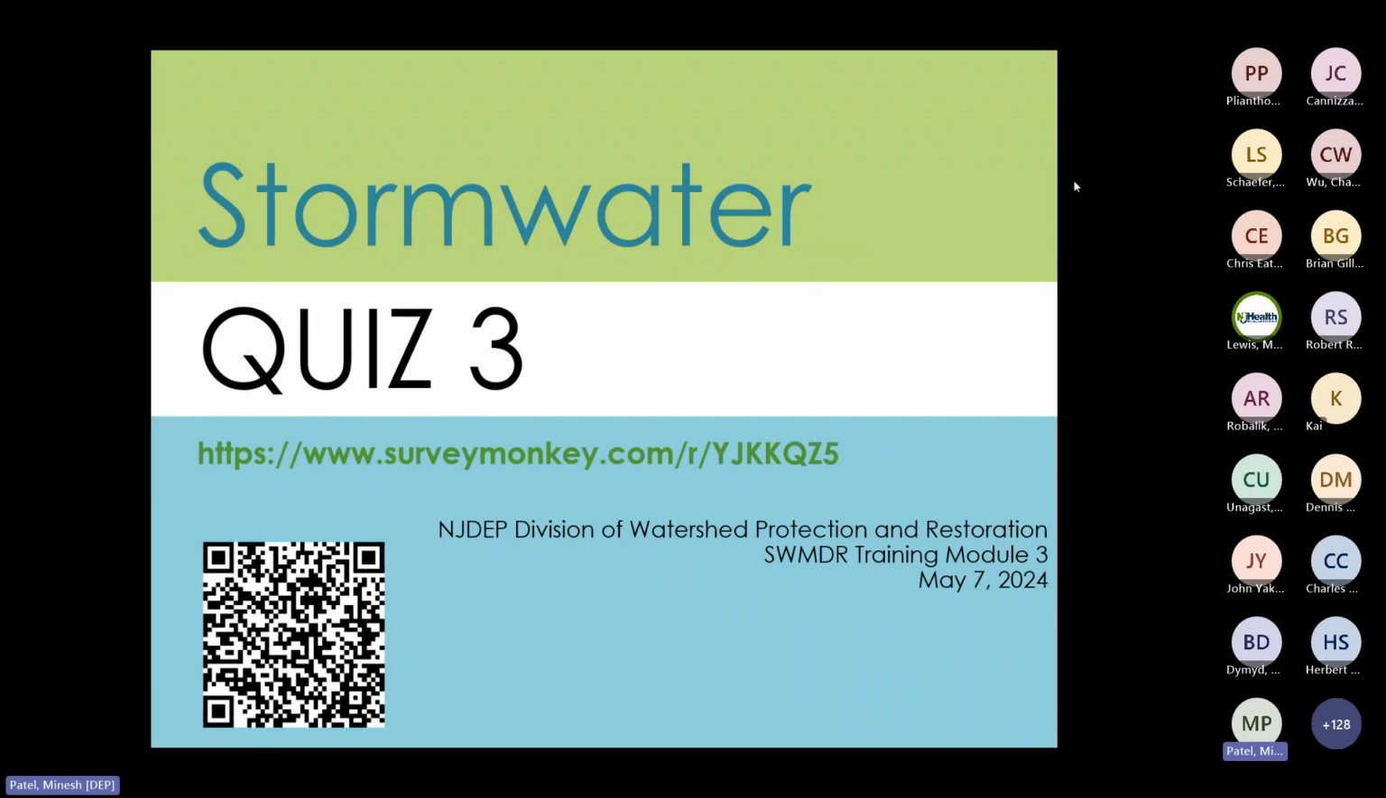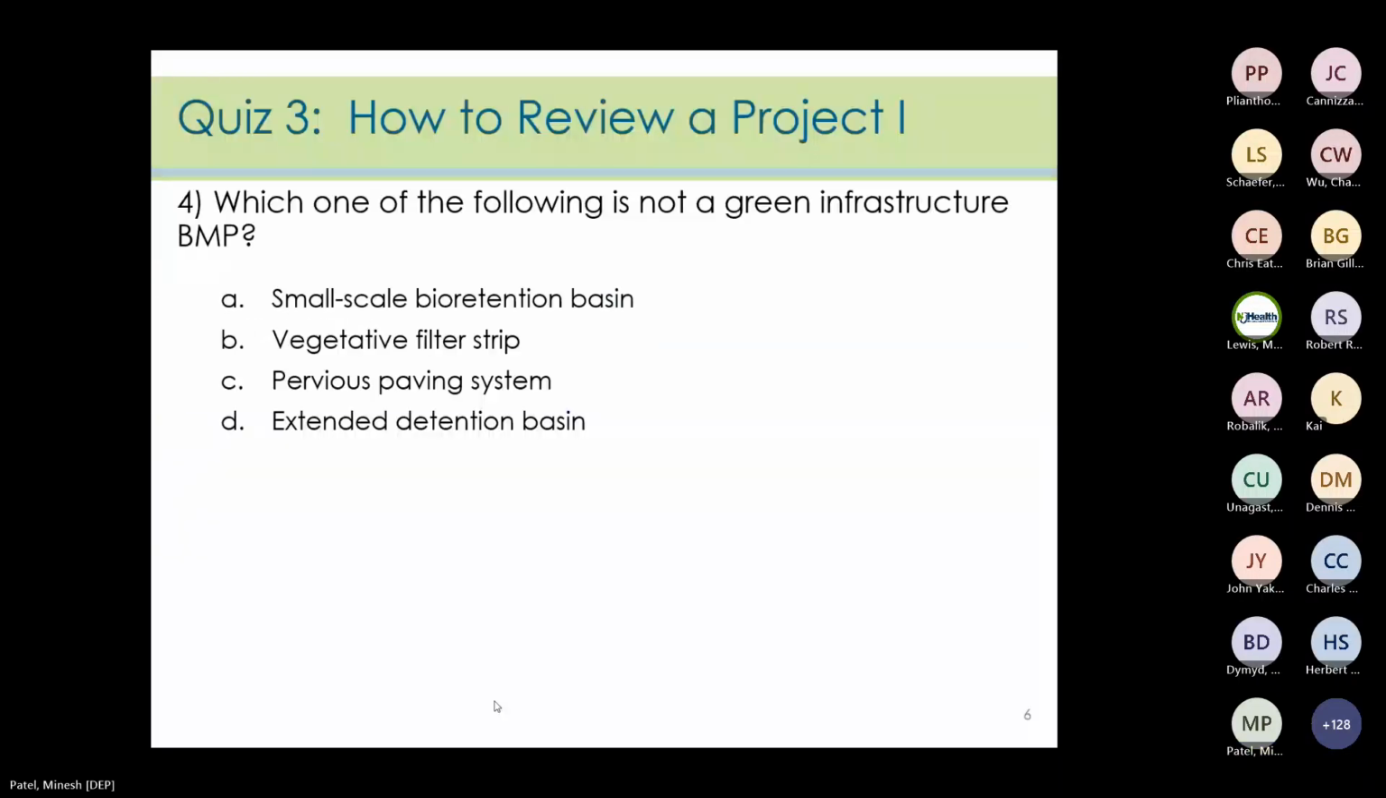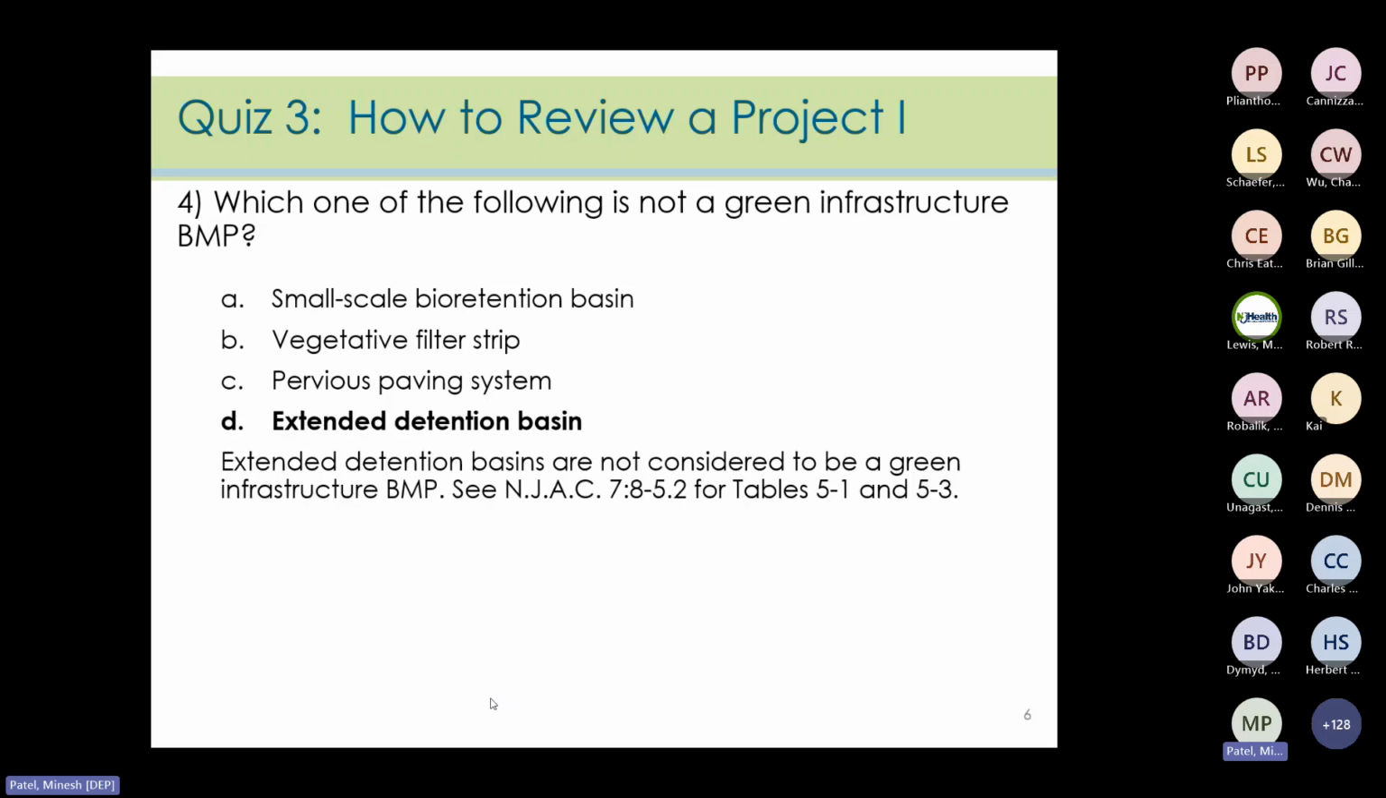All right, everyone. Hopefully you are all back. We will get started right now due to time constraints. It is getting a little late. So let's get started with our review. We'll go right to question 4. Which one of the following is not a green infrastructure BMP? And the answer is D. It is an extended detention basin.